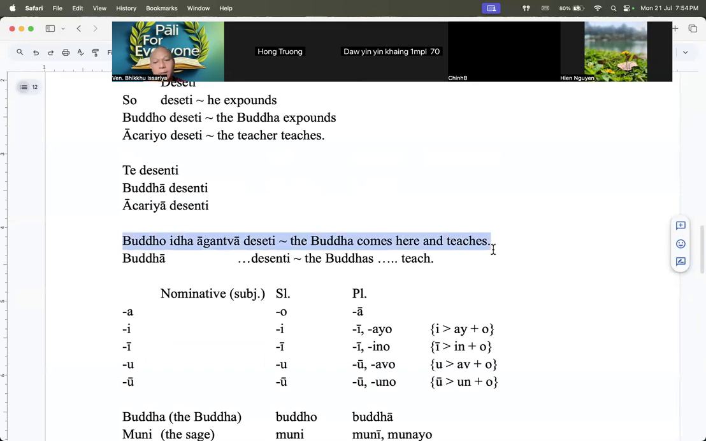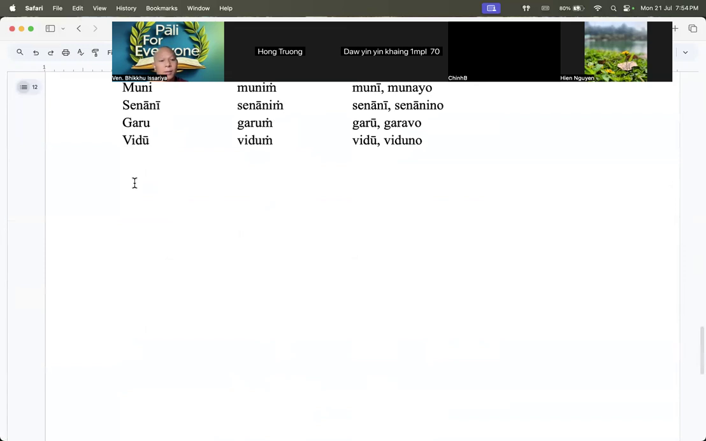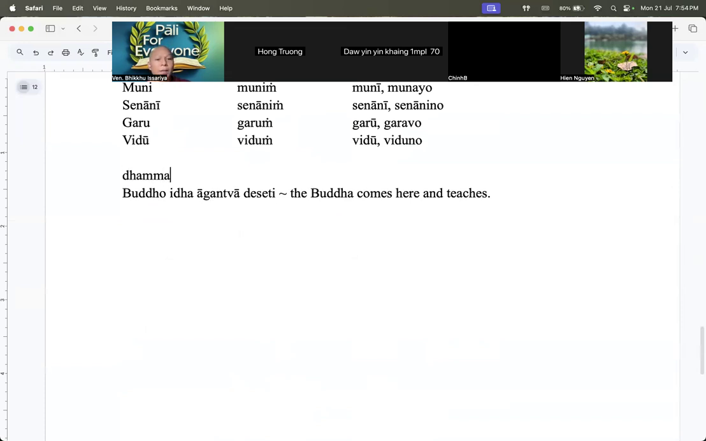now we can add. So for example, here the word Dhamma. The word Dhamma also ends in the vowel, that is why. So Dhamma for plural, Dhammi. So Bodho Ida Agandawa Dhamma. They say Dhamma, you see, that is the object. So the Buddha comes here and teaches the Dhamma.